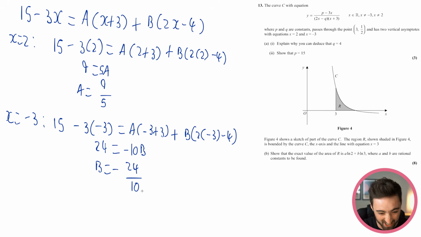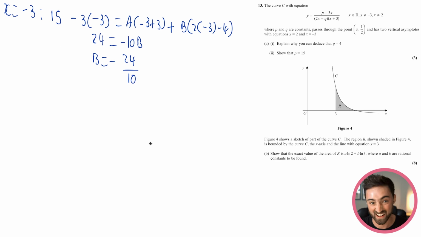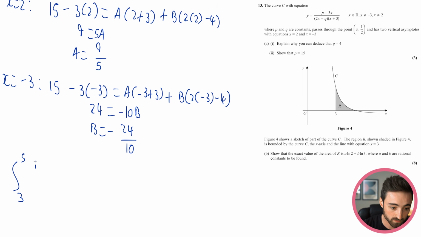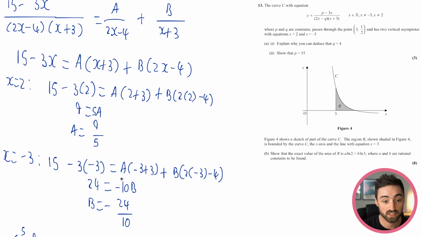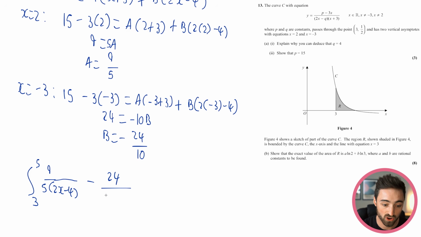About maybe halfway through the question now. Not even, I'm not sure. Let's see. Okay, so we've not even integrated yet. Now we know our integral is this: 5 over 3 times A, which we know is 9 over 5, and then it's A over this 2x minus 4. And then plus B, but we know B is negative, so I'm going to bring that negative out here, and then 24 over 10 times by the x plus 3.